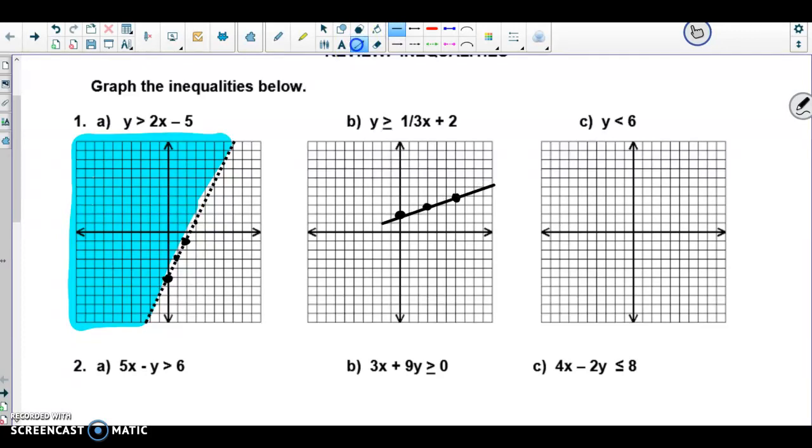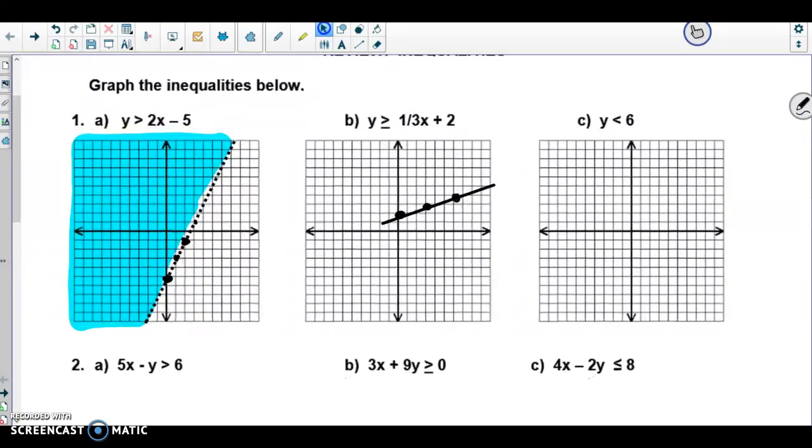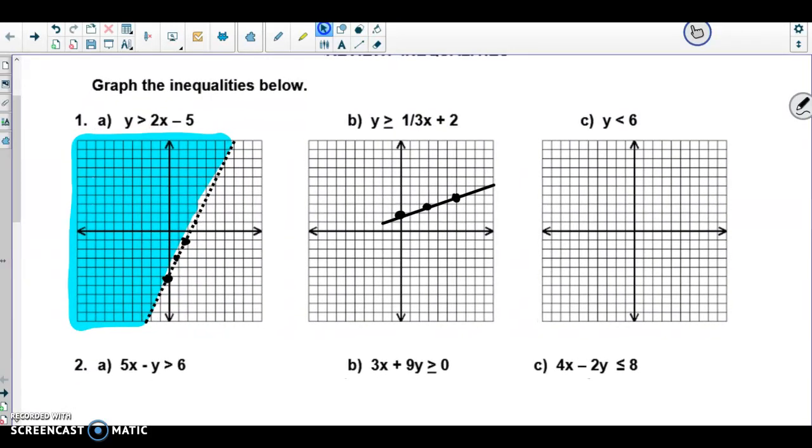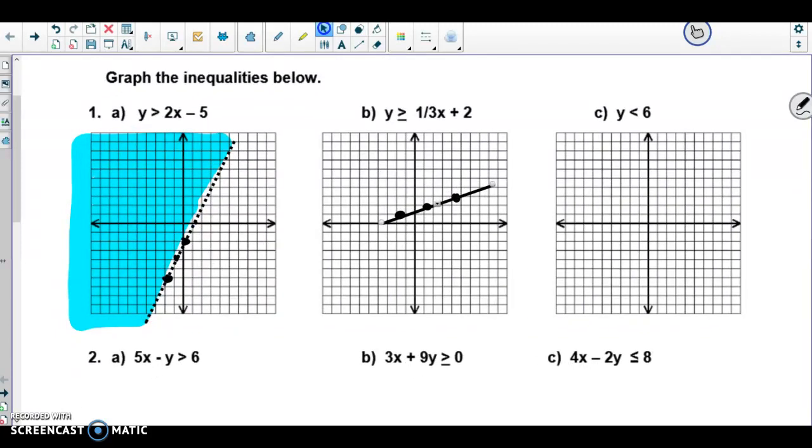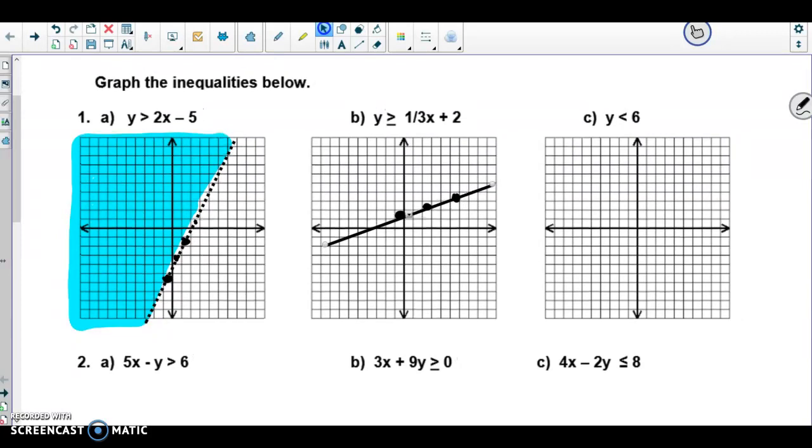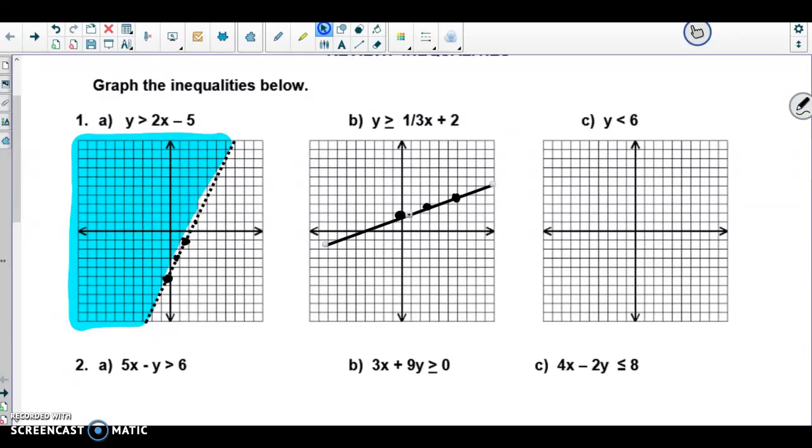Got the arrows as well, and I can extend this to go through all of them. I think we moved the whole paper, didn't we? Yes. Fix that. Okay. And it is a greater than, so that means it is going to be shaded above as well. So we will go ahead and shade all of that above the area.